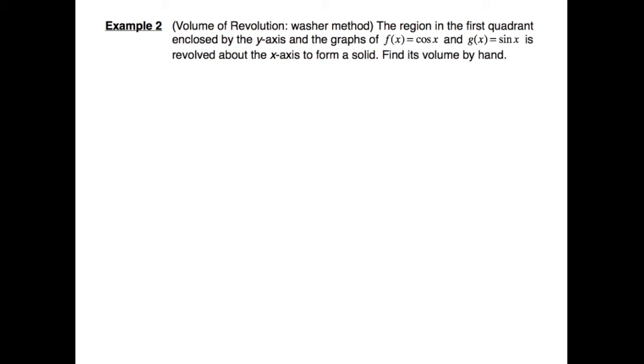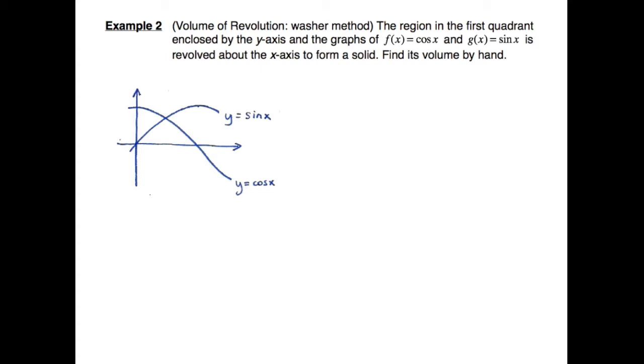Example 2 is washers. So with washers, what we do is we actually integrate with disks, and then we subtract other disks inside to kind of create a hole in the middle. The region in the first quadrant enclosed by the y-axis and the graphs of f of x equals cosine x and g of x equals sine x is revolved about the x-axis to form a solid. Find its volume by hand.